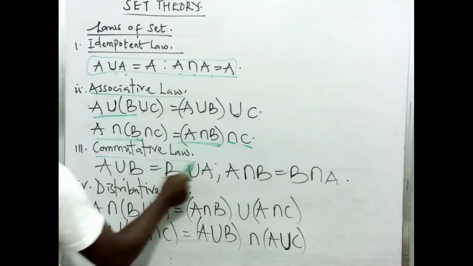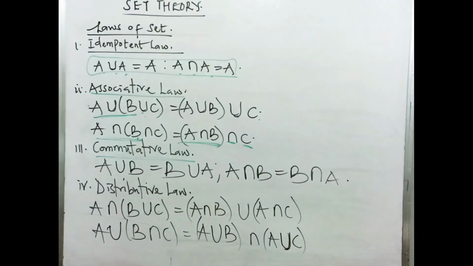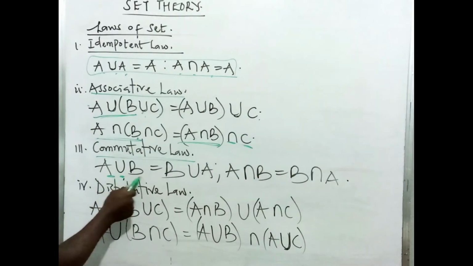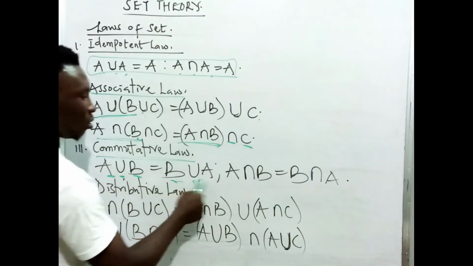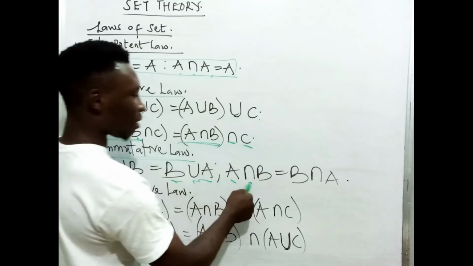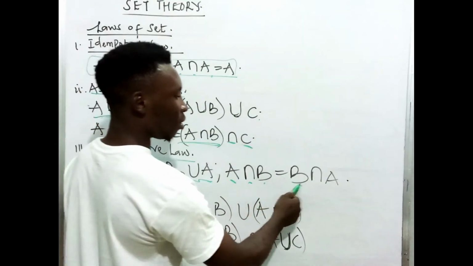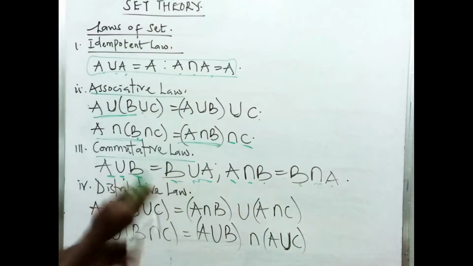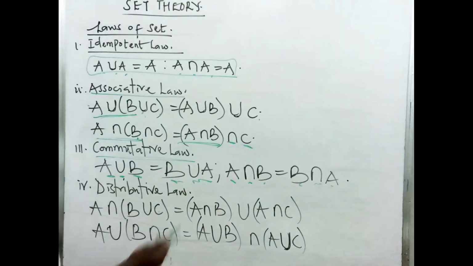Now going further to your commutative law. Your commutative law says A union B is the same thing as B union A, and A intersection B is going to give you the same as B intersection A. Either way, no matter how you switch them, they're going to give you the same answer.